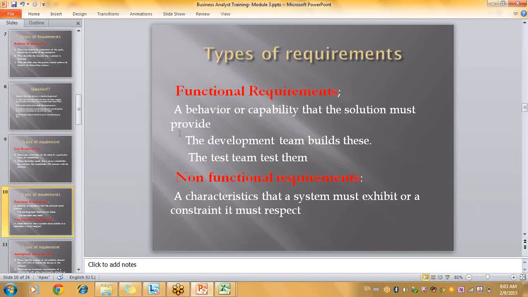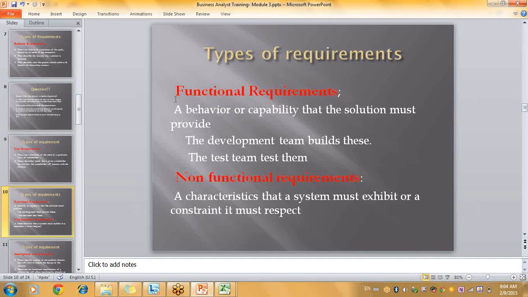Now we come under the system requirements, which we group under functional requirements and non-functional requirements. A functional requirement is a behavior or a capability that the solution must provide, right? Who builds these requirements? It's our development team who will be working on the functional requirements, and the testing team will be testing them.